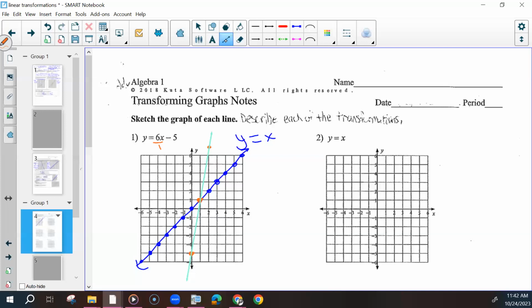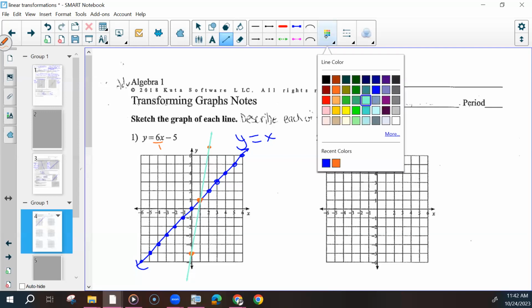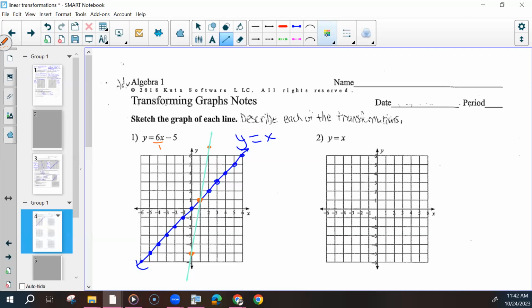So if I'm comparing this lighter line to my original, what changed? What happened? The darker one is the original, yes. Okay, so steeper by how much? 6. Slope is steeper by 6. Kate? And the y-intercept is down by. Correct.